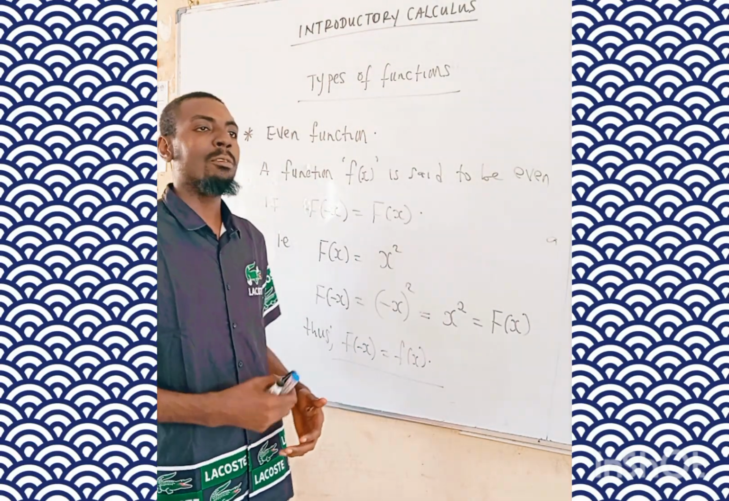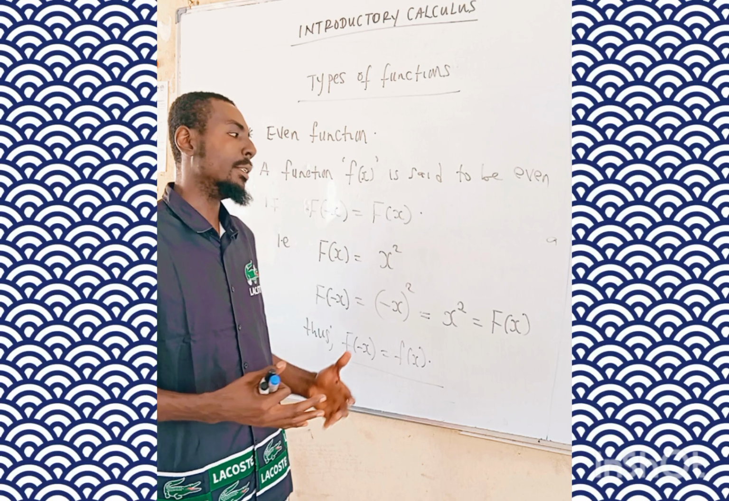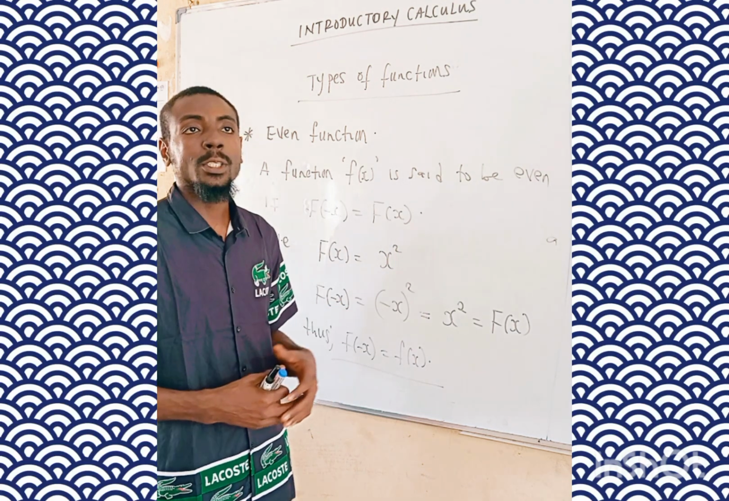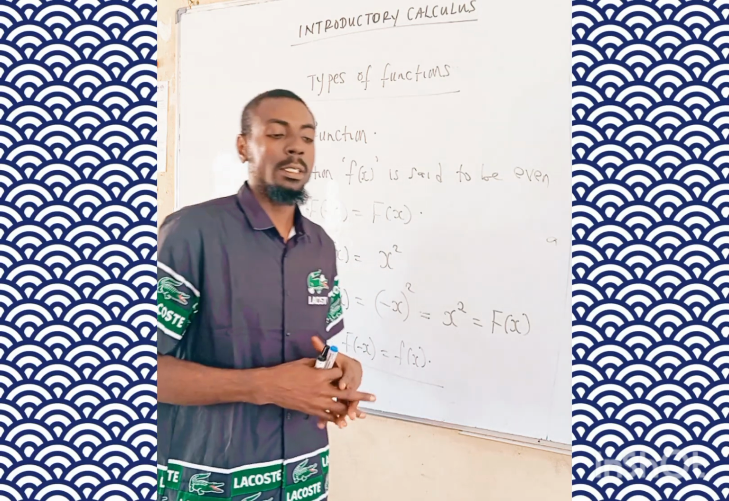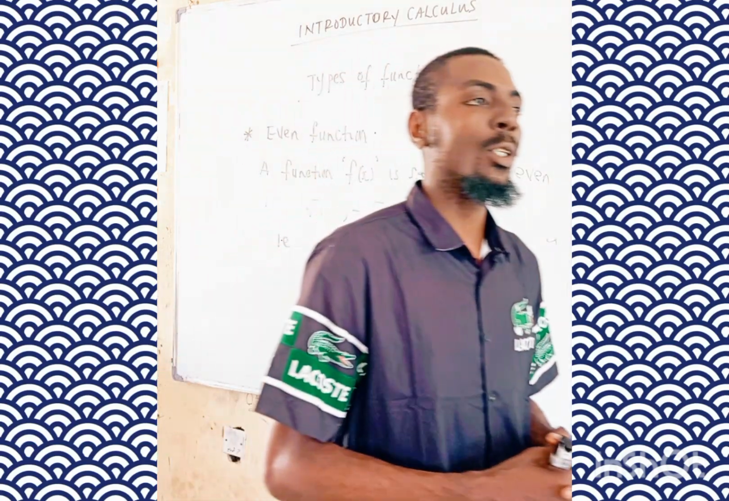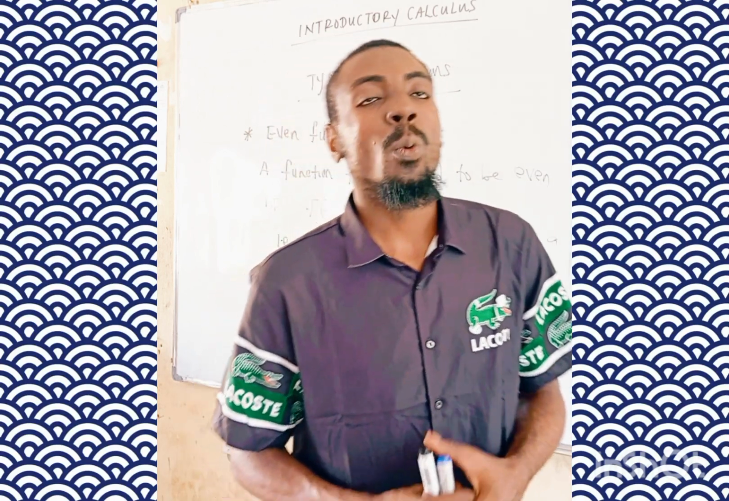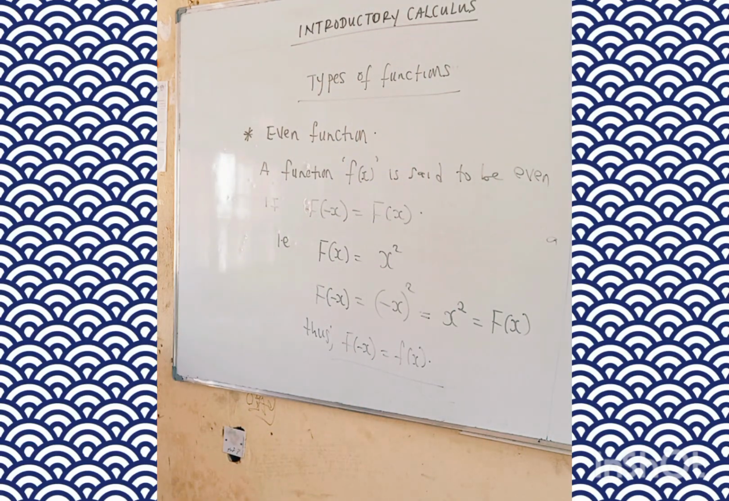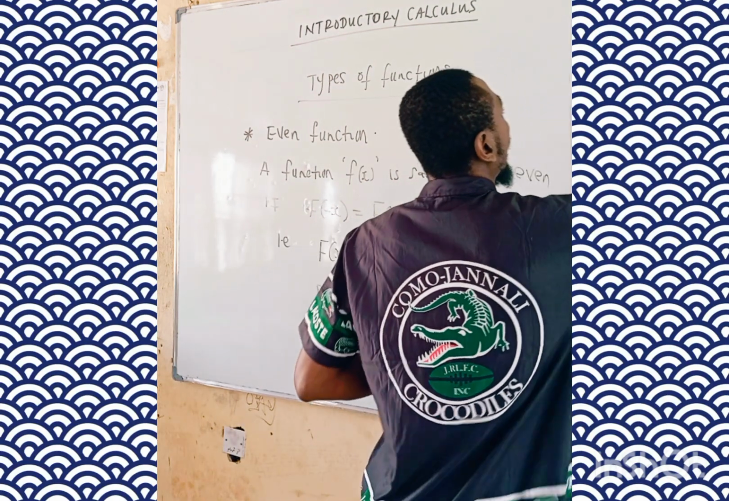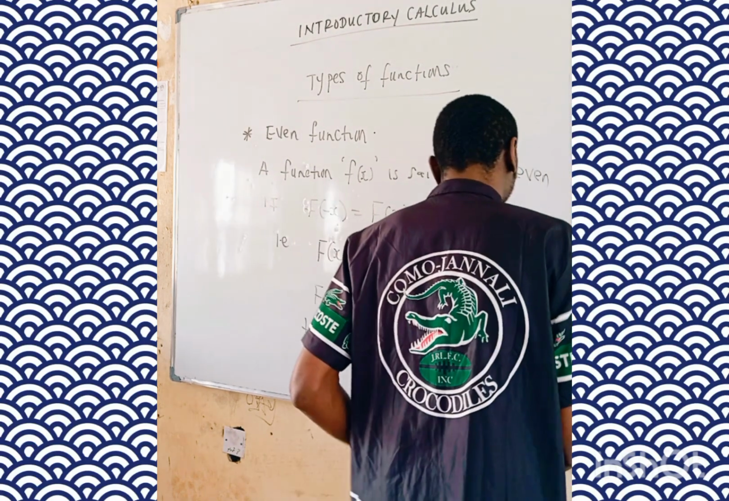But in a nutshell, to know an even function, the common thing you look for is the power. When the power is square, that's the square of any function is an even function. That's when the power is an even number, then the function is an even function. When the power is an odd number, the function is an odd function. Just take down this method of knowing an even function. Let's talk about odd function quickly.